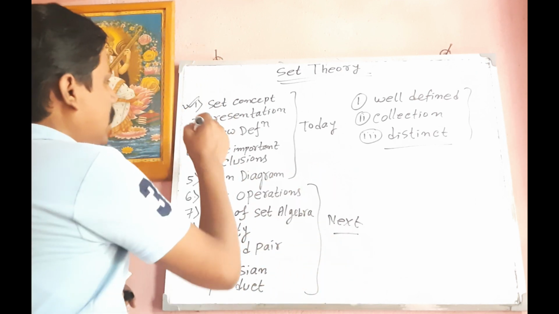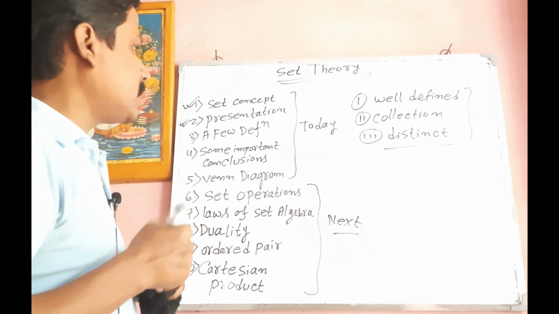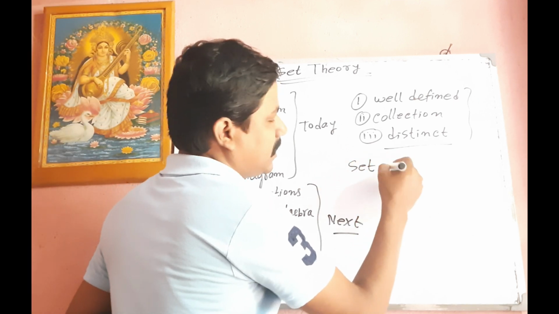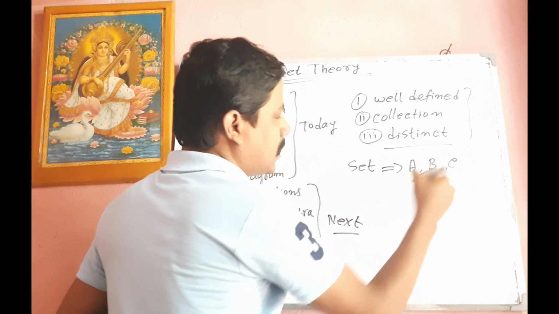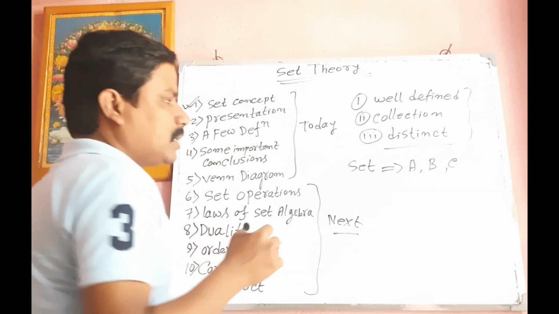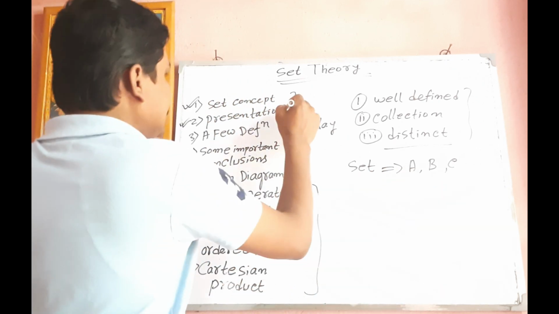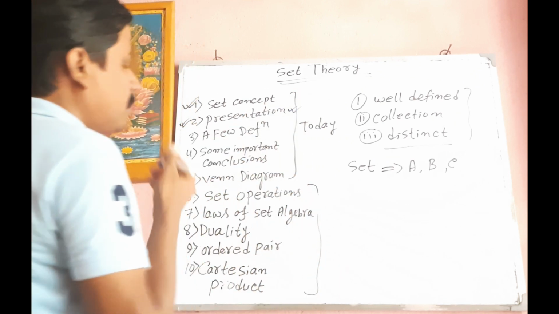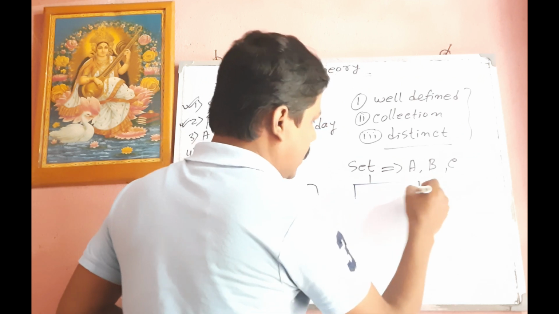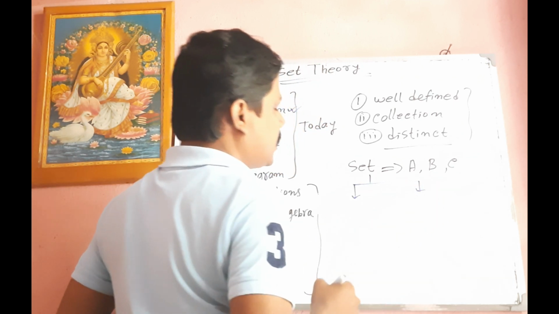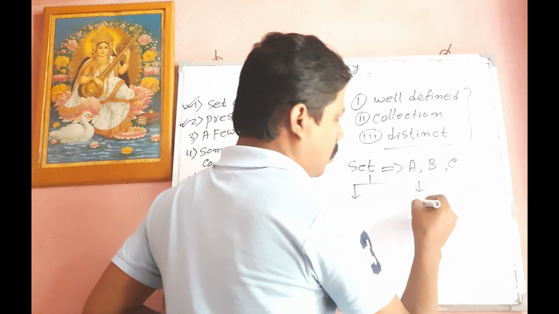And we are discussing the presentation of the set. Set is represented by a capital letter. I repeat, the set is represented by a capital letter. Now we are discussing the second part, that is the representation of the set. And a set can be represented in 2 ways. One is roster form and another is set builder form.